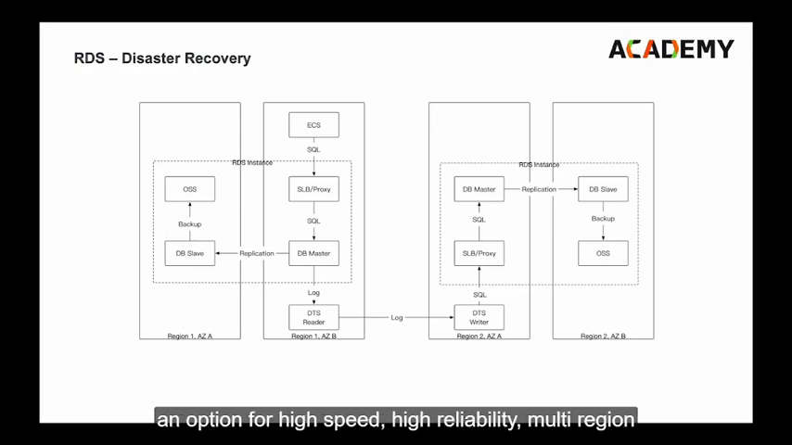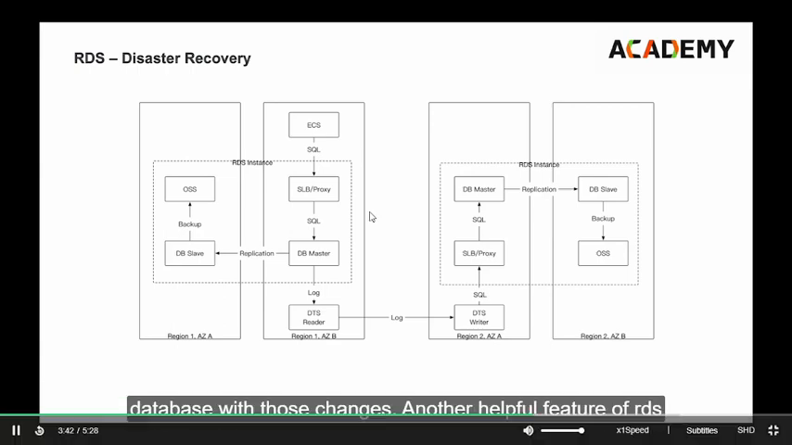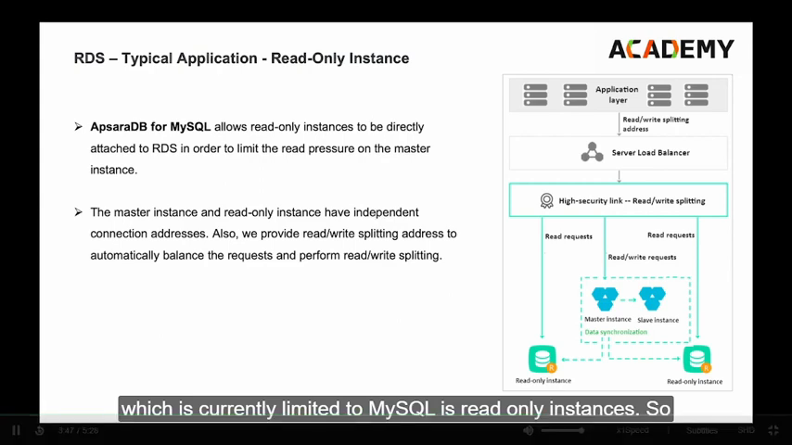So this is an option for high-speed, high-reliability multi-region failover. You can run two live databases simultaneously. Let's say one is in Beijing and one is in Shanghai. If the database in Beijing fails, you can fail over to Shanghai with little to no data loss, and that's made possible because DTS will synchronize data from the Beijing database to the Shanghai database and vice versa. It has a data subscription mode which will track changes to each database and then update the other database with those changes.